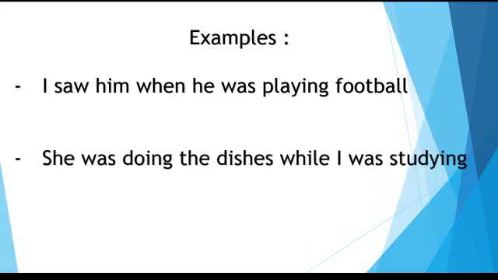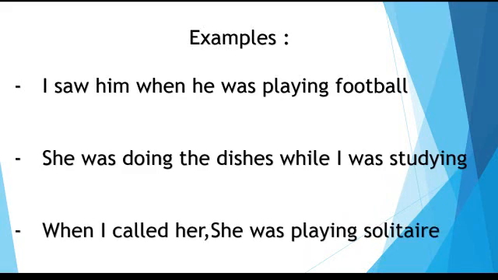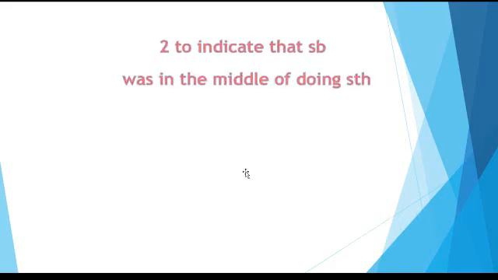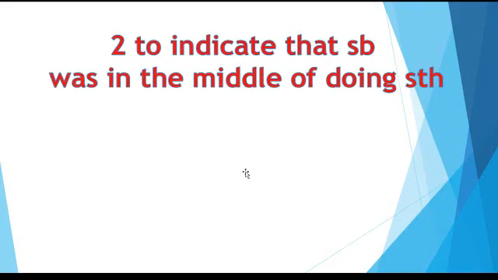Another example: "She was doing the dishes while I was studying," so the long action was interrupted also by a long action. "When I called her, she was playing solitaire." Now the second use of the past continuous is to indicate that somebody was in the middle of doing something in the past, which was a long action.